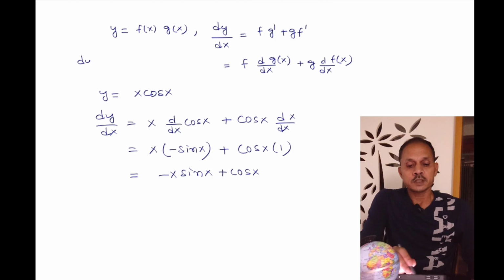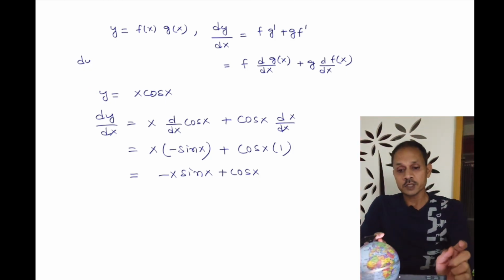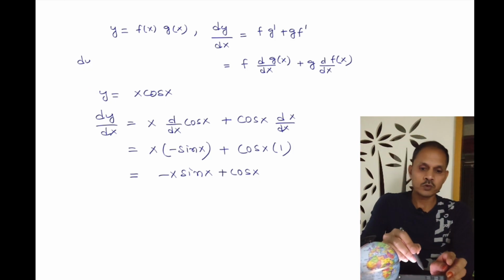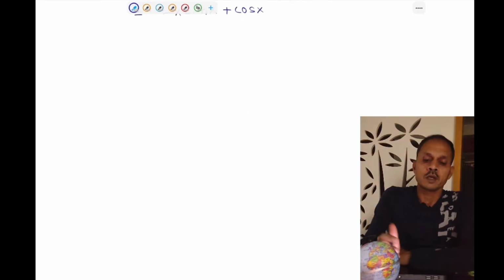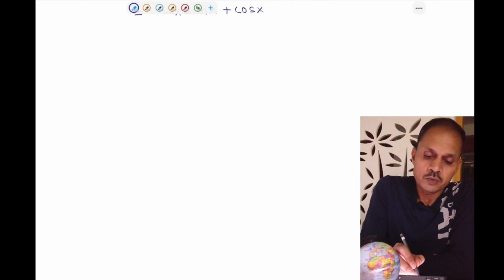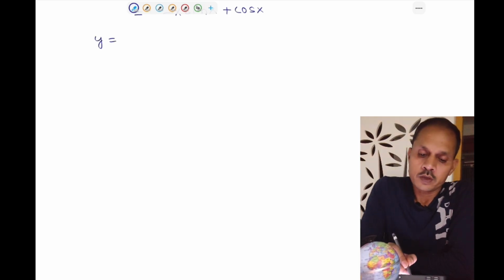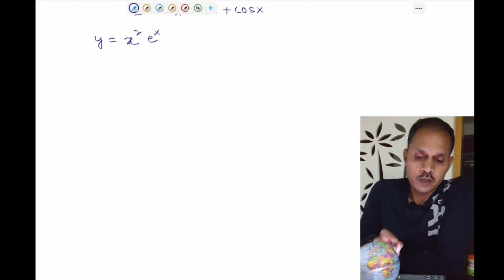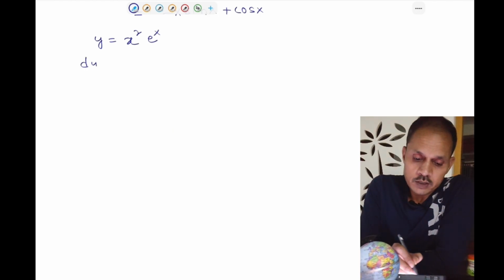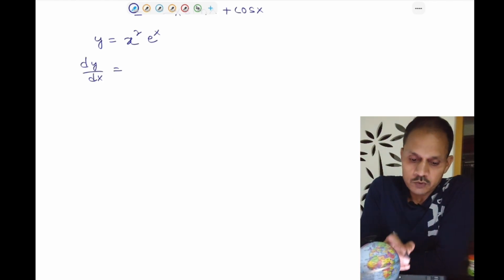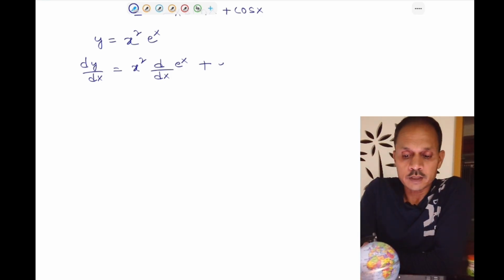Correct? So this is another method when there is multiplication of two functions. Let us try one more. Suppose there is a function given to you, y is equal to x square into e power x. We already did the e power x formula. So now dy by dx is leaving x square as it is, differentiating e power x, plus leaving e power x like that, differentiating x square.